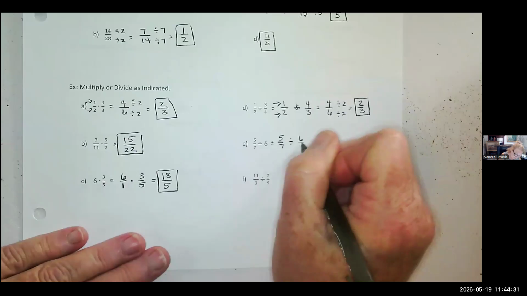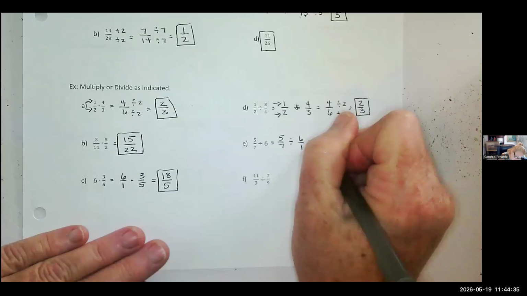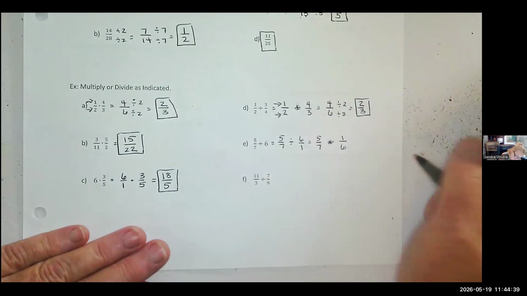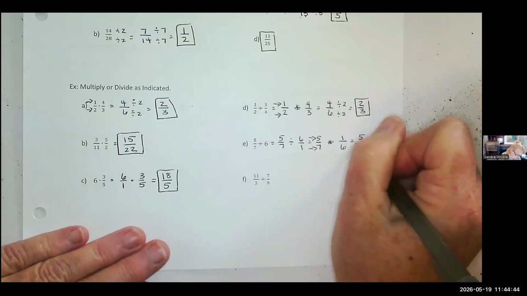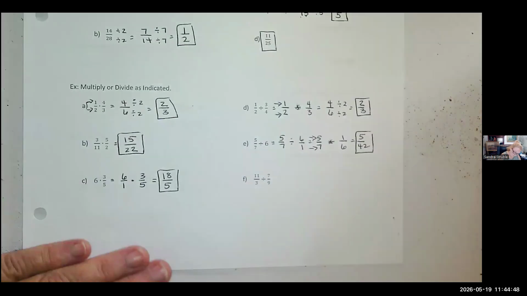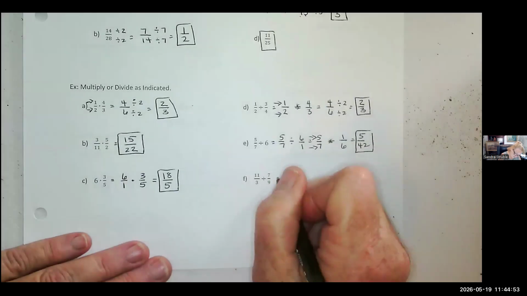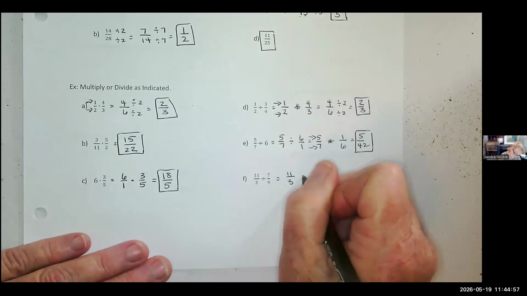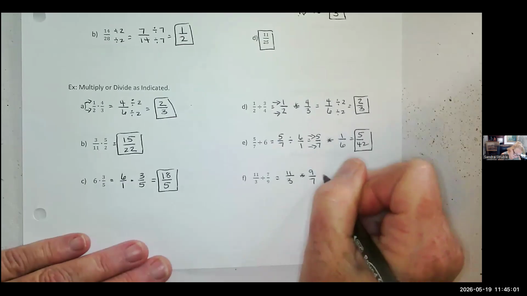Now we can do the keep, switch, flip, multiply straight across. 5 times 1 is 5. 7 times 6 is 42. This doesn't reduce. Let's go do the last one. 11/3 divided by 7/9. Keep, switch, flip. 11 times 9 is 99. 3 times 7 is 21.